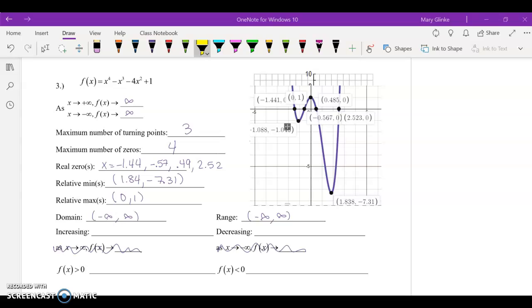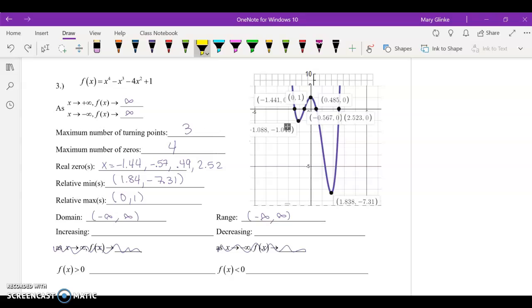Okay, let's go ahead and take a look at this. As you go to the right and the left, you're going up for both of them. There are a maximum of 3 turning points, and this one actually does have 3 turning points. So that kind of lines up. You have a maximum of 4 zeros, and this one also has 4 real zeros. They're just all decimals, so we're going to round to the nearest hundredth. You can see your max and your min there, and your domain and your range.